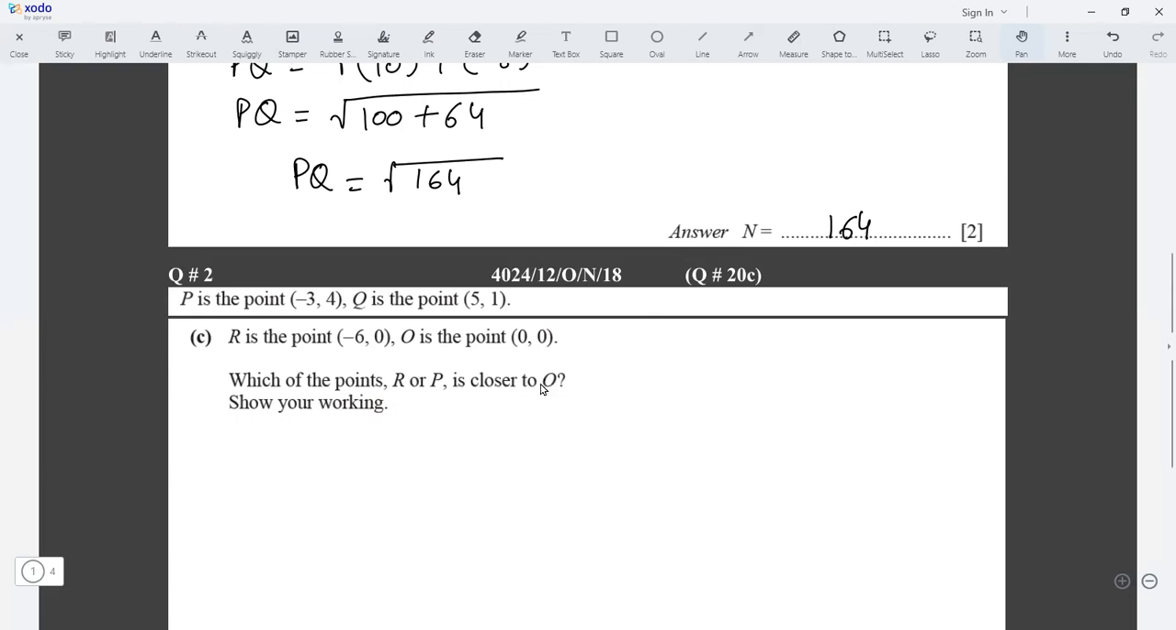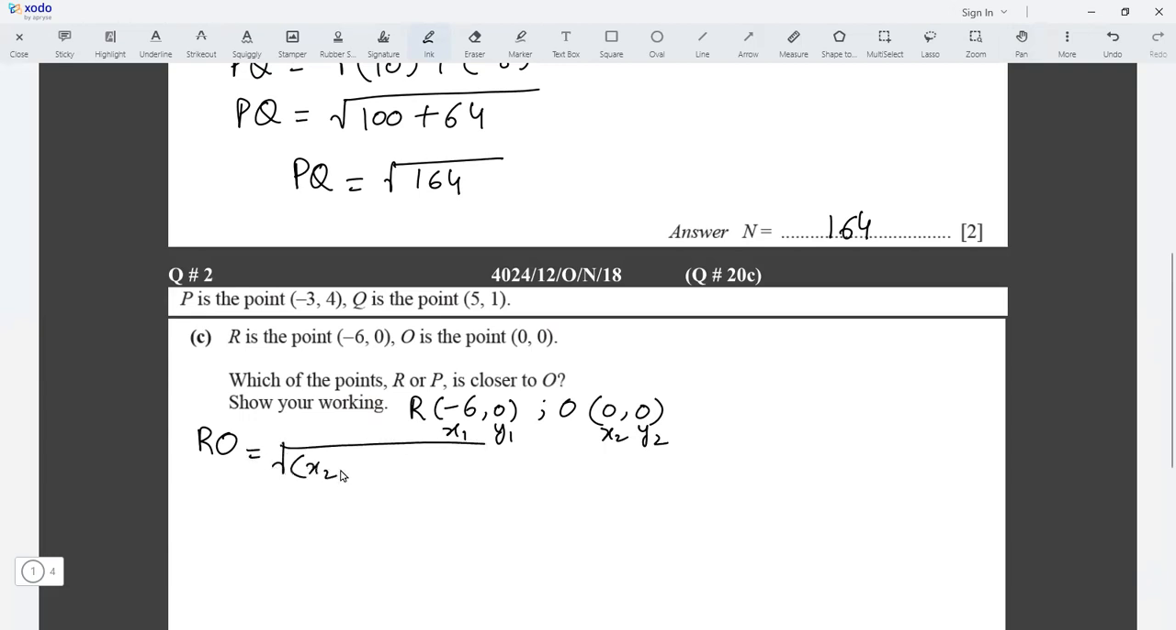First of all, I'm solving for R and O, the distance between R and O. I take point R as the first point. It's (negative 6, 0). Point O in this case is (0, 0), the origin point. So if I take R as the first point, (x1, y1), this is (x2, y2). So RO is the distance, square root of (x2 minus x1) whole squared plus (y2 minus y1) whole squared.